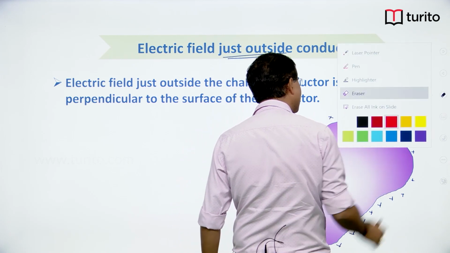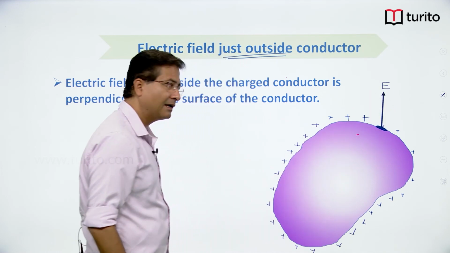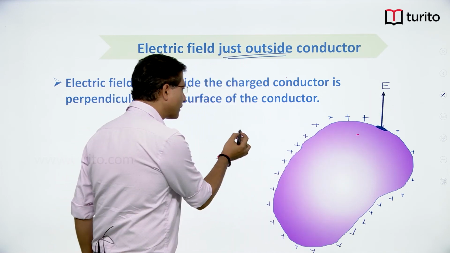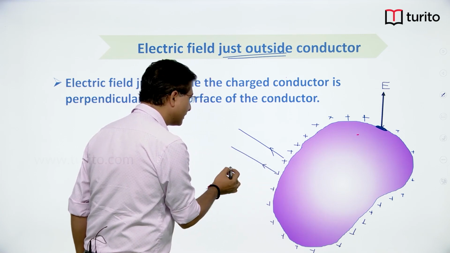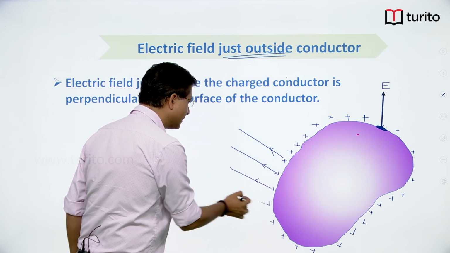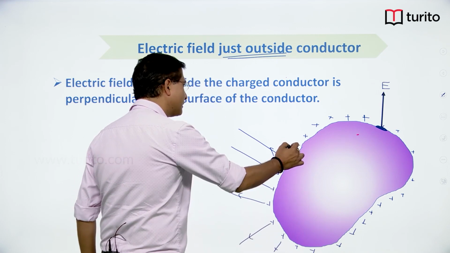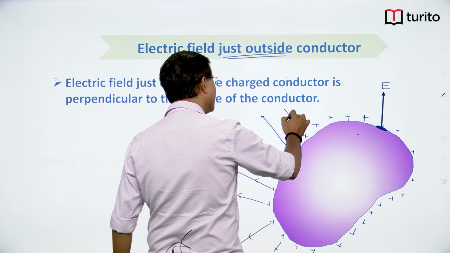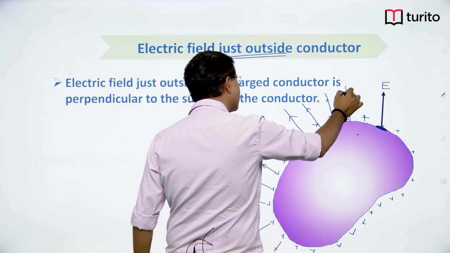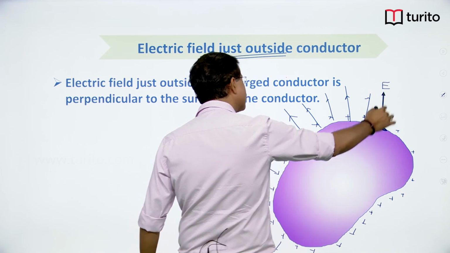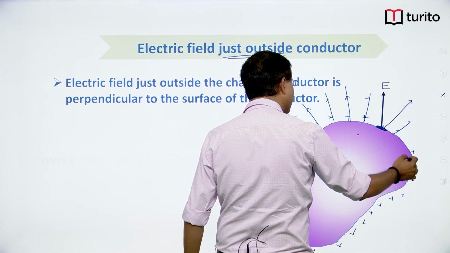That means instead of the field being this way, at every point the field will be perpendicular to the surface. Here it will be like this, here it will be like this, here it will be like this, here this way, right. So, everywhere it will be perpendicular to the surface. Here, instead of this way, it has to be actually this way, right.